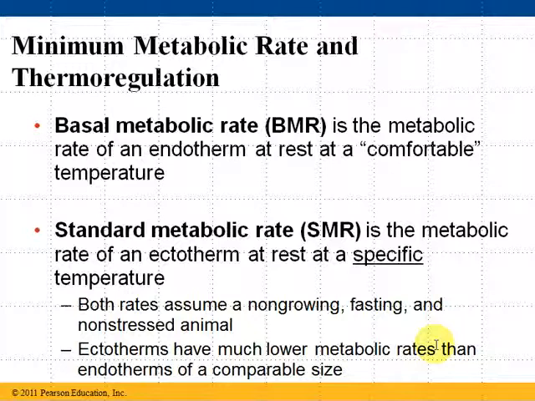So you're not talking about a creature that's, say, going through puberty or going through a big growth spurt. You're not talking about a creature who is not getting enough to eat or is stressed out. You're talking about a happy, content creature in a nice environment.